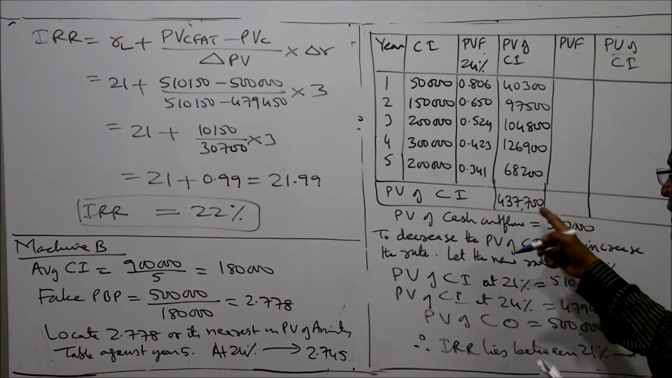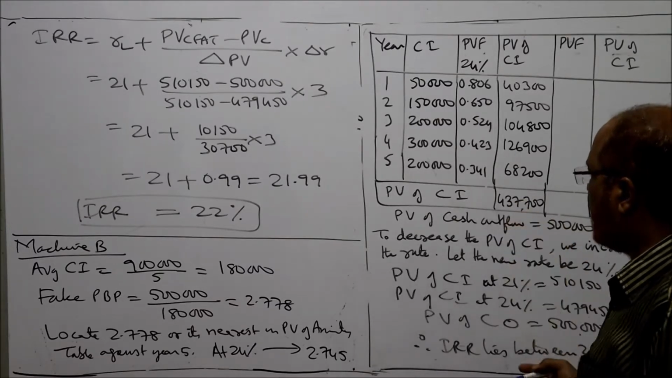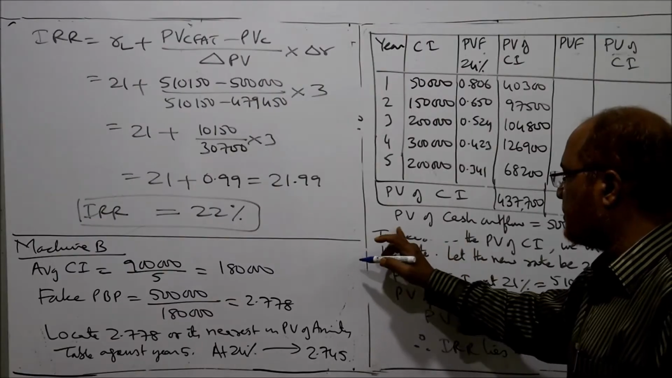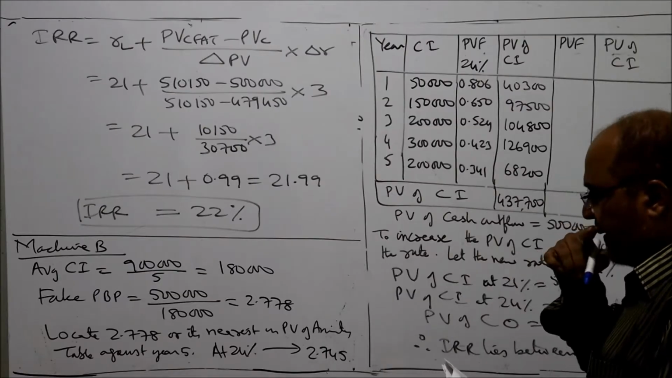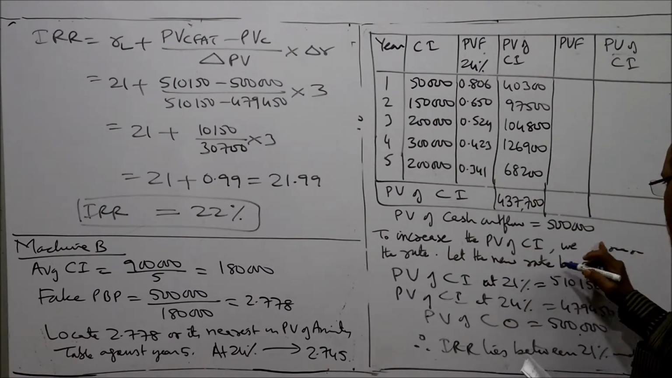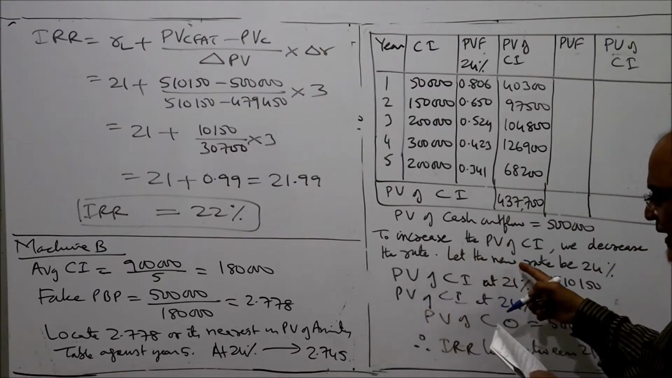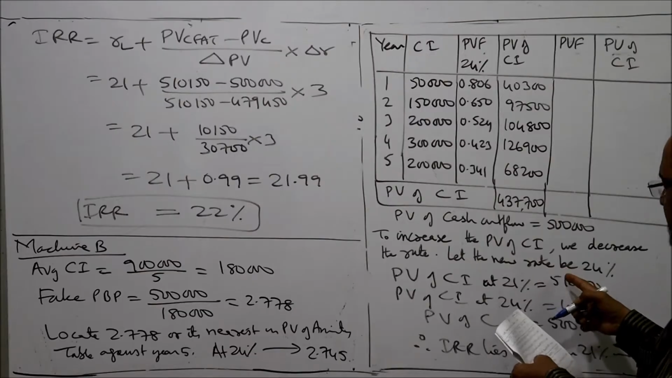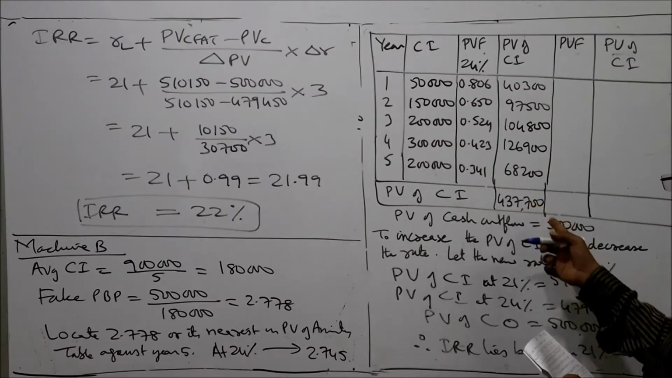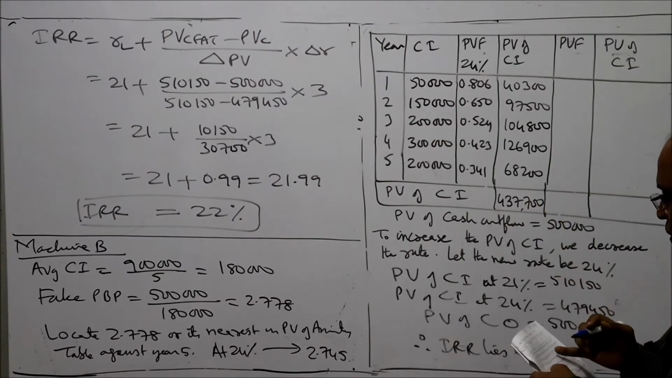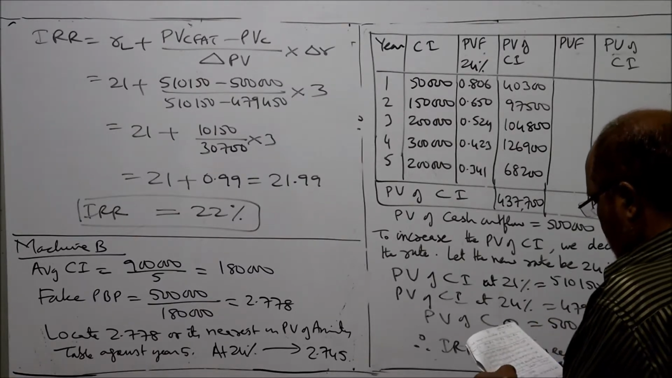Outflow is 5 lakh. Now we have to increase. Actually we want 5 lakh, but we don't have 5 lakh. We have only 4,37,700. To increase the PV of cash inflow, we decrease the rate. Let the new rate be... how much should we take? The difference is very high.